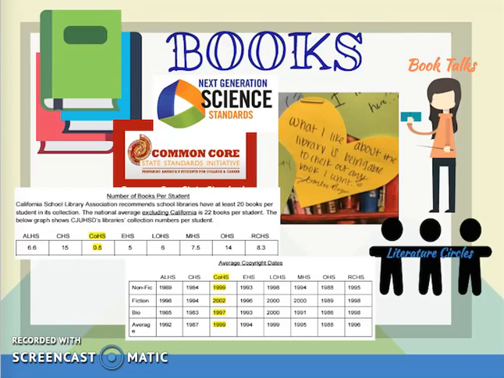And we also talked about how the NGSS standards are about to be implemented, and we need to supply our students with the material to access that content better.